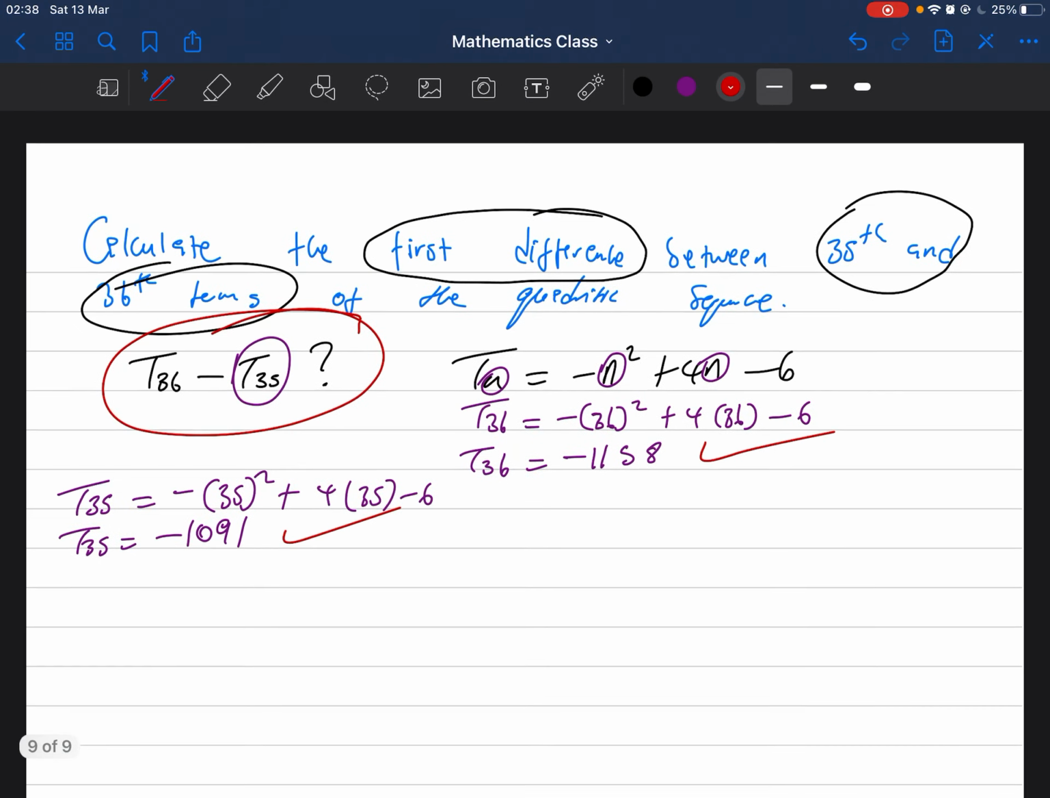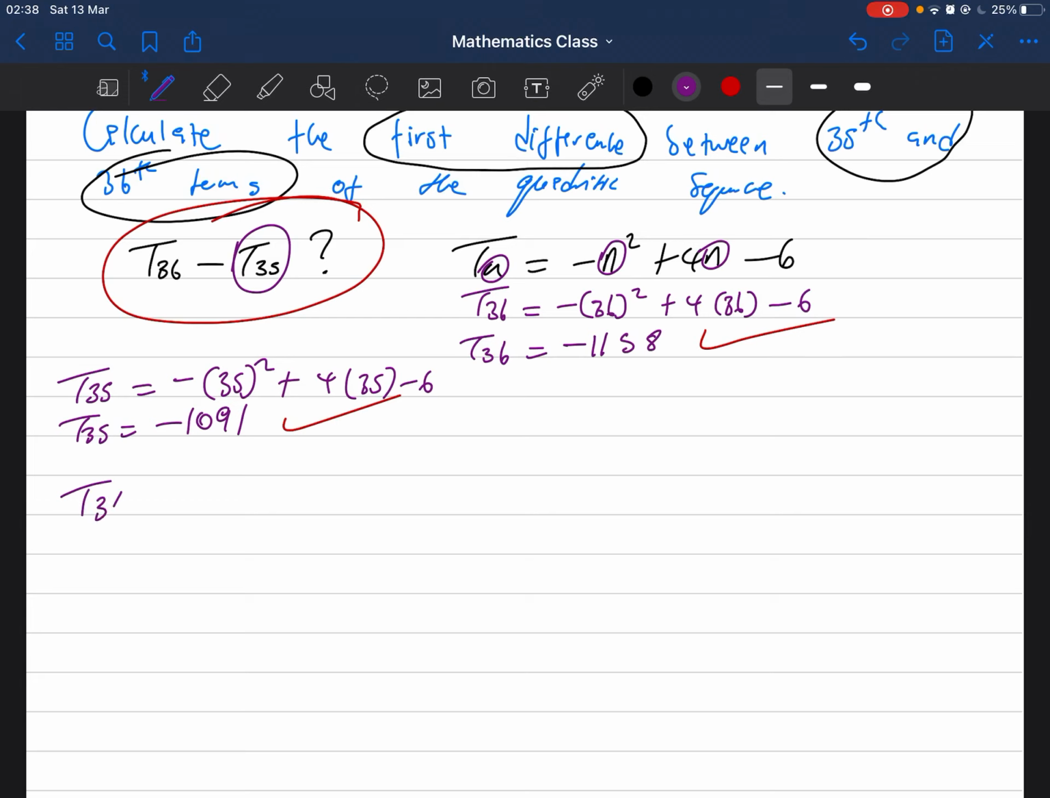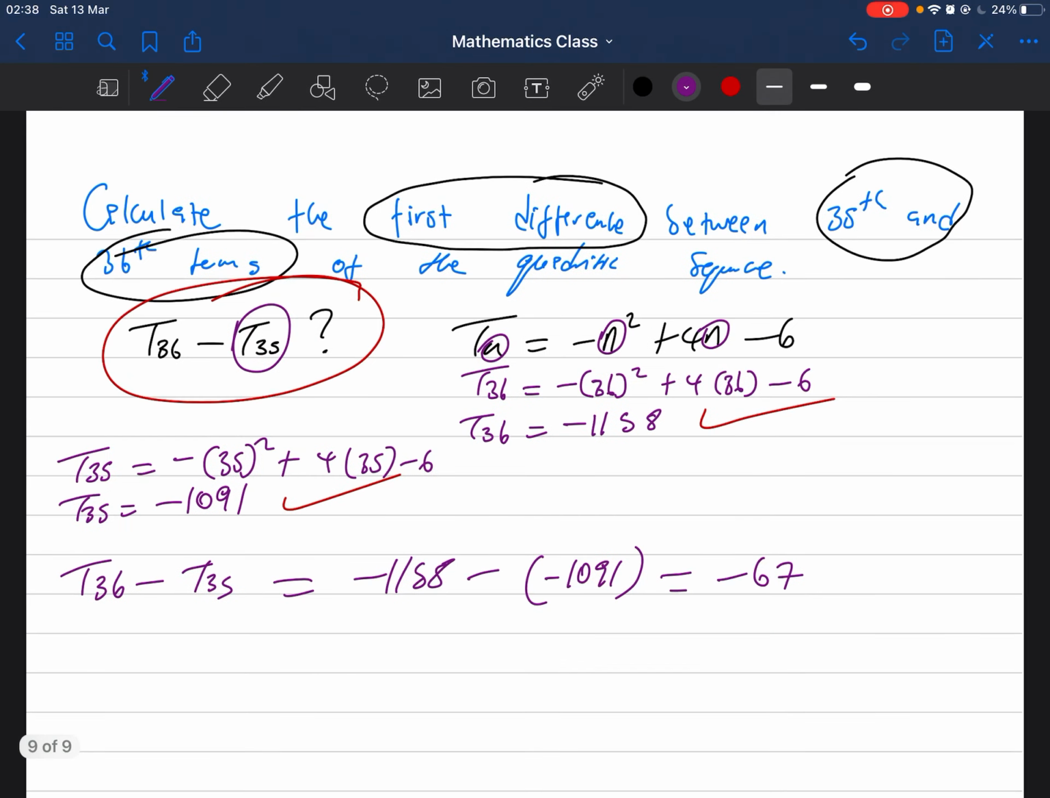Okay, so you now have T36 and T35. Now let's find the first difference of this. The first difference will be T36 minus T35, which is negative 1158 minus negative 1091. So that's going to be negative 67. So that's your answer.